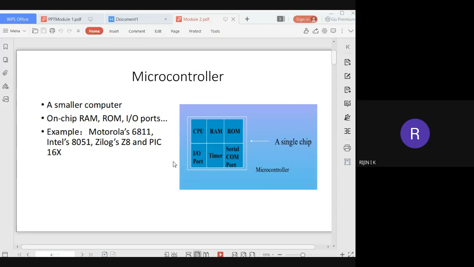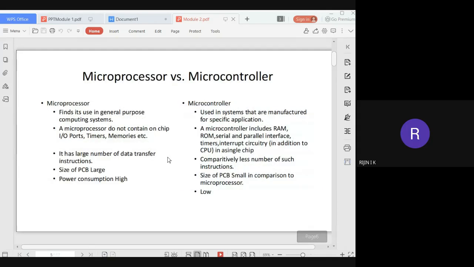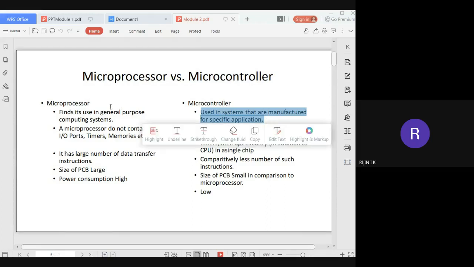So can you tell the remaining differences between microprocessor and microcontroller? What differences will come? Okay. In the case of microprocessor, we use it for general purpose computing operations. That is why it finds its use in a general purpose computing system. But in the case of microcontroller, it is used in systems that are manufactured for a specific application. So that is the main difference.